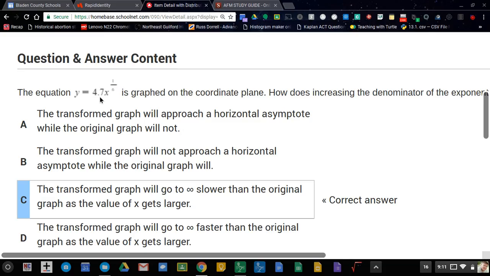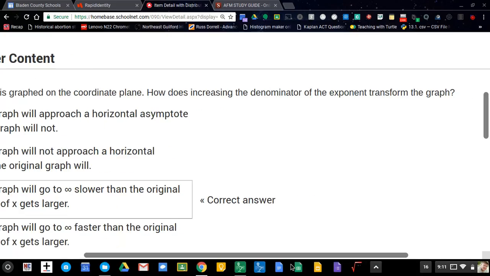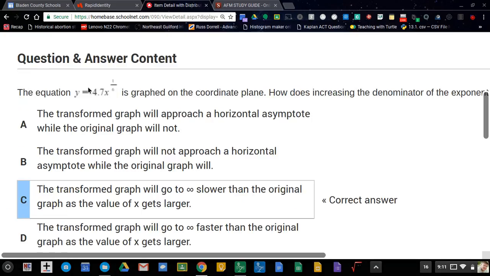The equation y equals 4.7x to the 1 over 6 is graphed on the coordinate plane. How does increasing the denominator of the exponent transform the graph? Okay. So if I graph this function and I increase the denominator, how does it transform the graph? What is the first thing you would do with this? Look at it. Yeah, I can look at the equation, but what's the most obvious thing I'd want to do with it? Yeah, graph it.